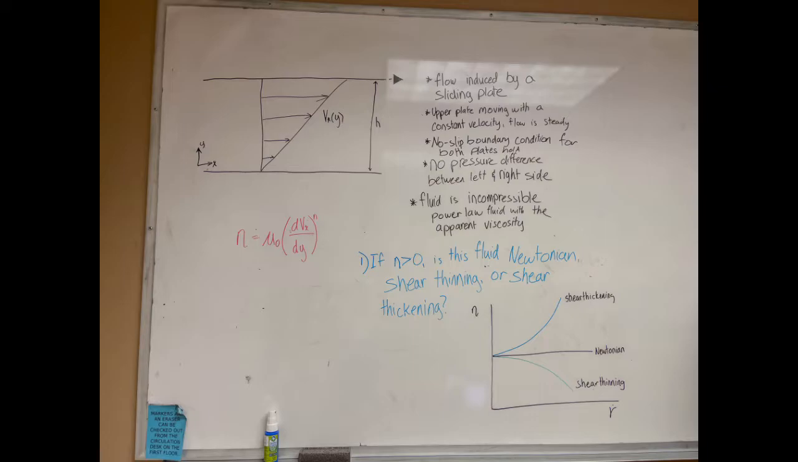The first part of the question asks if the fluid is Newtonian, shear thinning, or shear thickening when n is greater than 0. For this, we said that the fluid is shear thickening when n is greater than 0. This is because the fluid shear rate increasing will cause an increase in apparent viscosity.